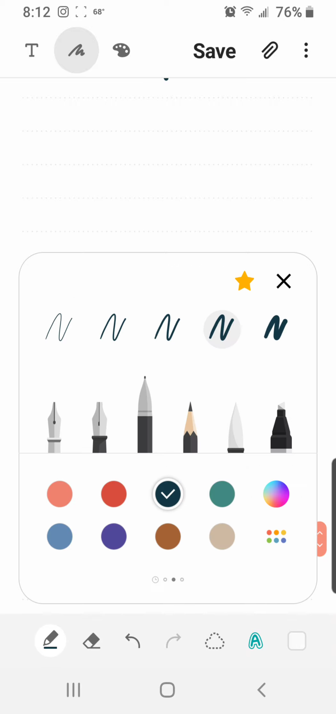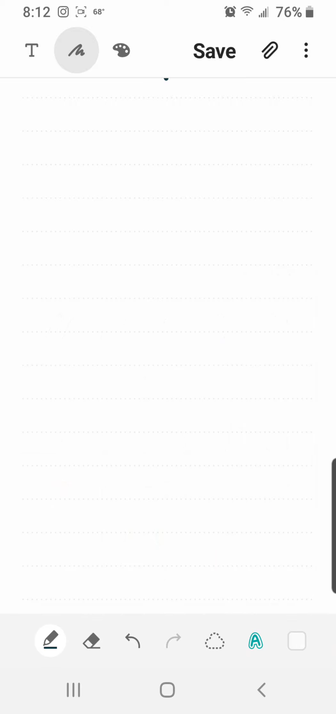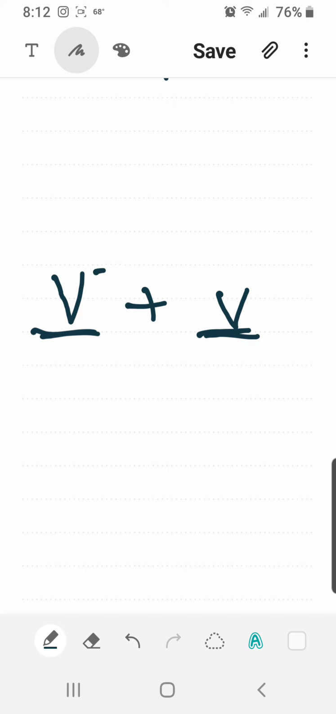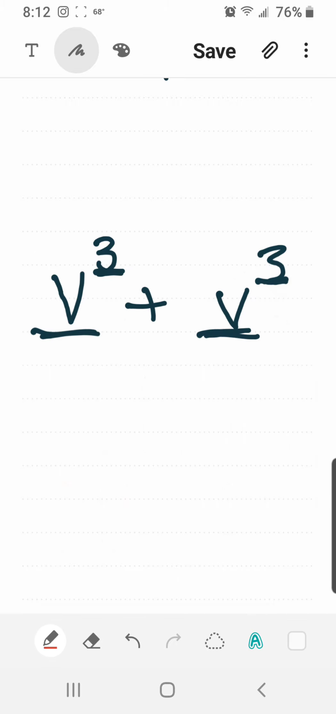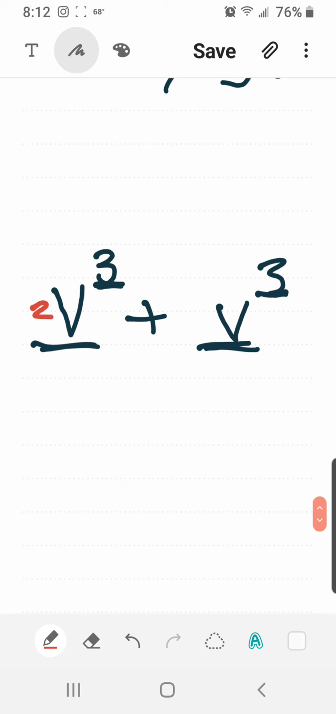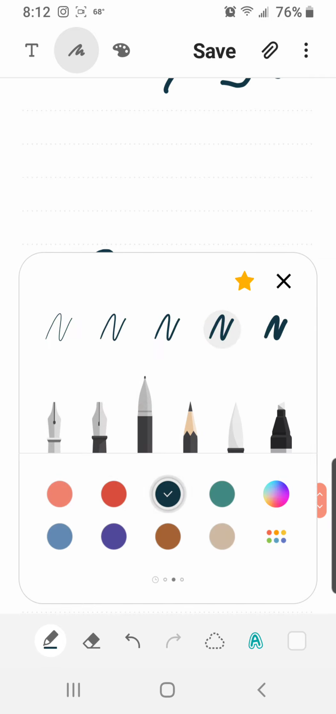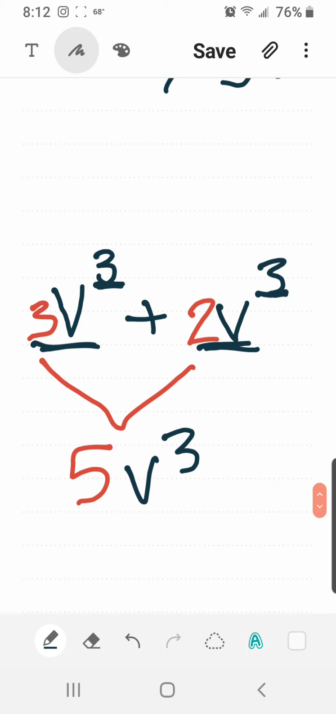So to combine like terms, again, we have to have the same variable, aka letter, and the same exponent. So it could be cubed, it could be anything. If we have that the same, then all we have to do is add the coefficient, which again is just the number in the front. Okay, so we add those together. 3 plus 2 gives me 5. And then the others just stay the same. We don't change the variable or the exponent.